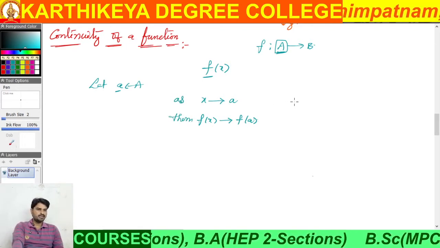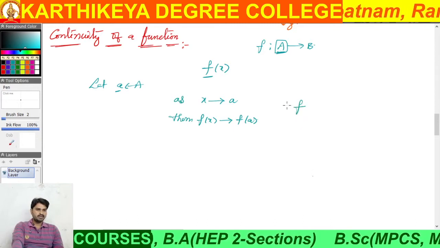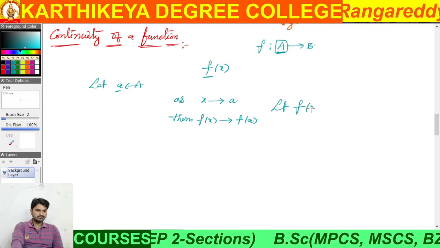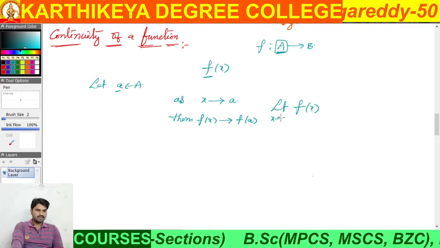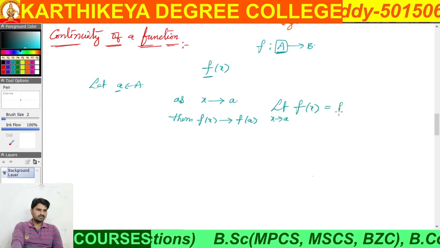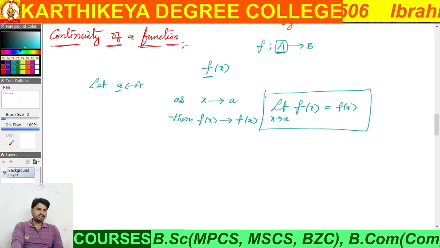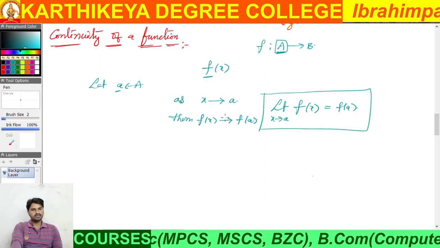This can be mathematically written as the limit of the function f at A is equal to f of A. Okay, this is the simple mathematical notation of the continuity of a function f.